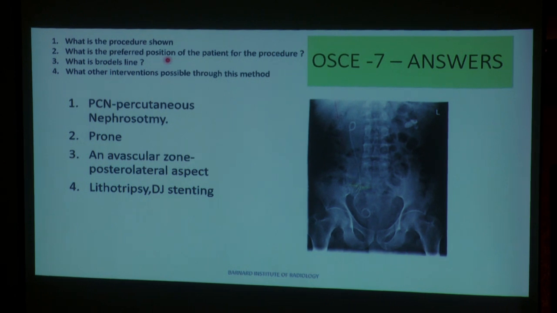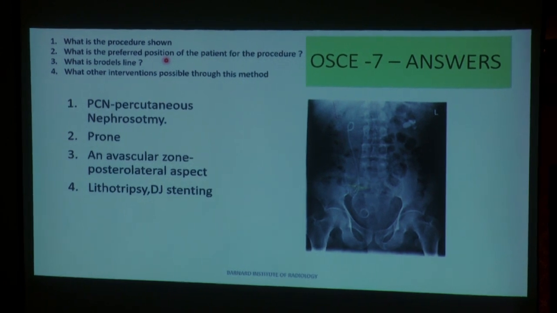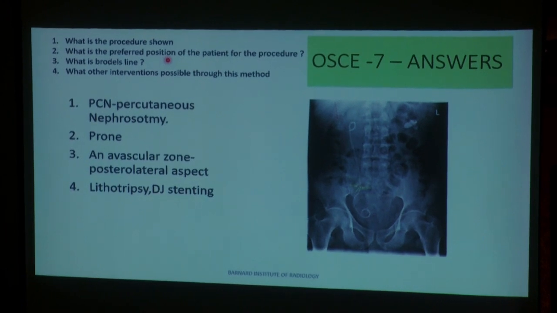What is the preferred position of the patient for the procedure? We usually put them in the prone position because the kidney is posterior and the approach is posterolateral, rather than direct subcostal anterior into the kidney. And what is Brodel's line? It is an avascular zone in the posterolateral aspect of the kidney through which we prefer to place the catheter to prevent hematoma or injury to the vessels.